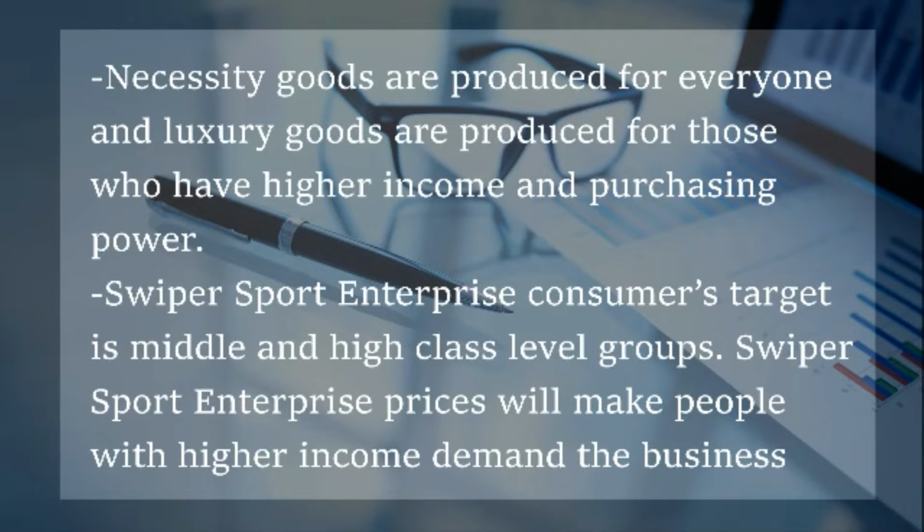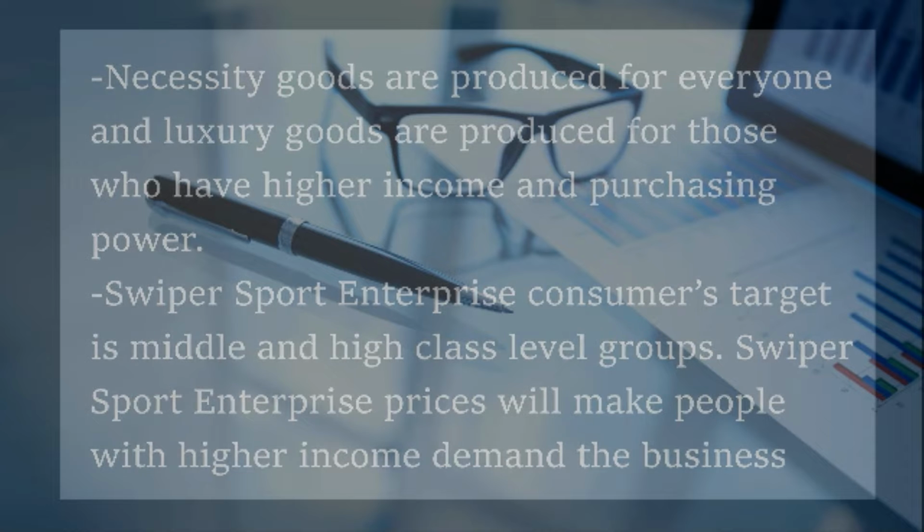Necessity goods are produced for everyone and luxury goods are produced for those who have higher income and purchasing power. Swipers Sport Enterprise's consumer target is the middle and high class level group. Swipers Sport Enterprise's price will make people with higher income demand the business. Next, theory of demand and supply.